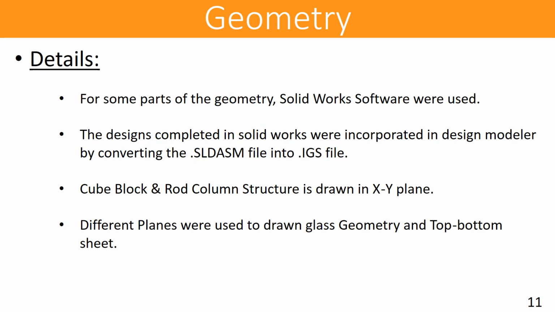For designing the geometry of our experimental setup, some parts of the geometry were done in SolidWorks because the design was really complex. After designing in SolidWorks, the file was incorporated in Design Modeler by converting the .SLDASM file into an .igs file. The cube block and the rod column structure are mainly drawn in the Design Modeler, in the XY plane. Besides, different planes were used to draw the glass geometry and the top-bottom shape.